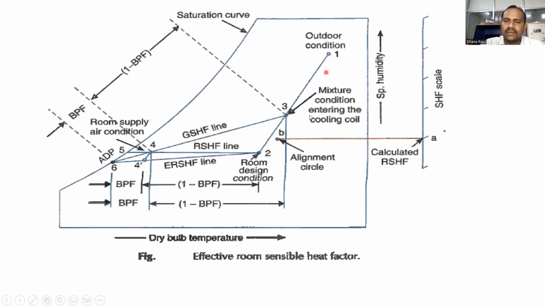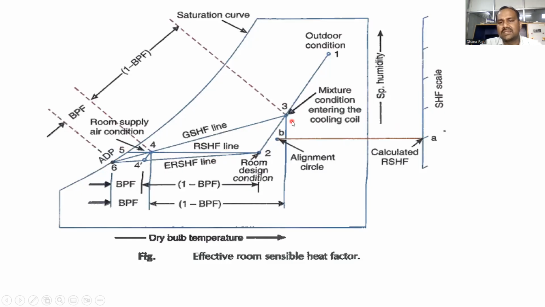After locating the points A and B and joining AB, we need to locate 1 and 2. Then from point 2, you need to draw a line parallel to the line AB towards the saturation curve. Wherever it intersects the saturation curve, that is called 5. So line 2 5 is called the room sensible heat factor line. Room sensible heat factor line.